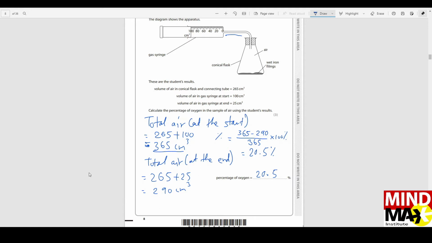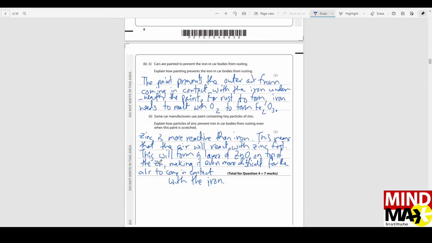So this matches with our understanding of air. I mean, in air approximately 21% is oxygen, so this matches with our expected value, so it's correct.